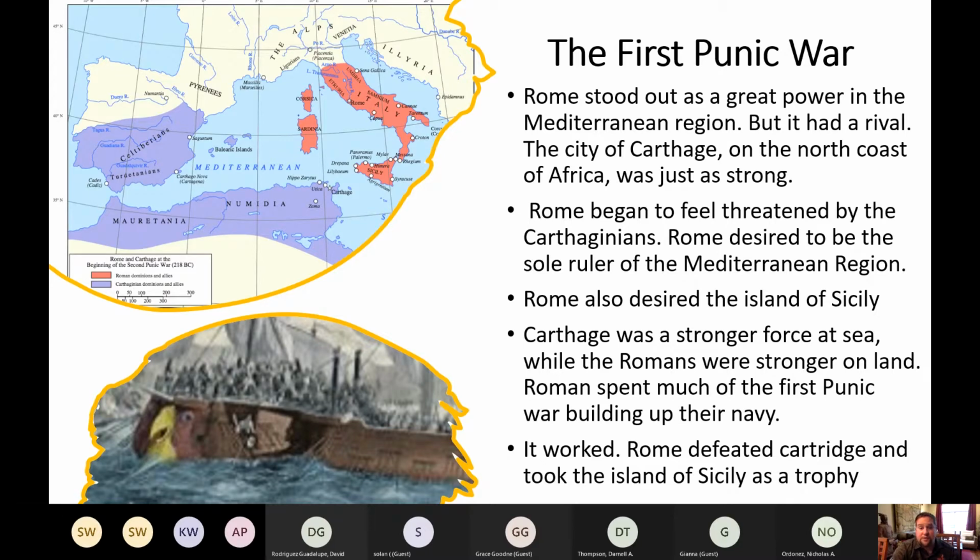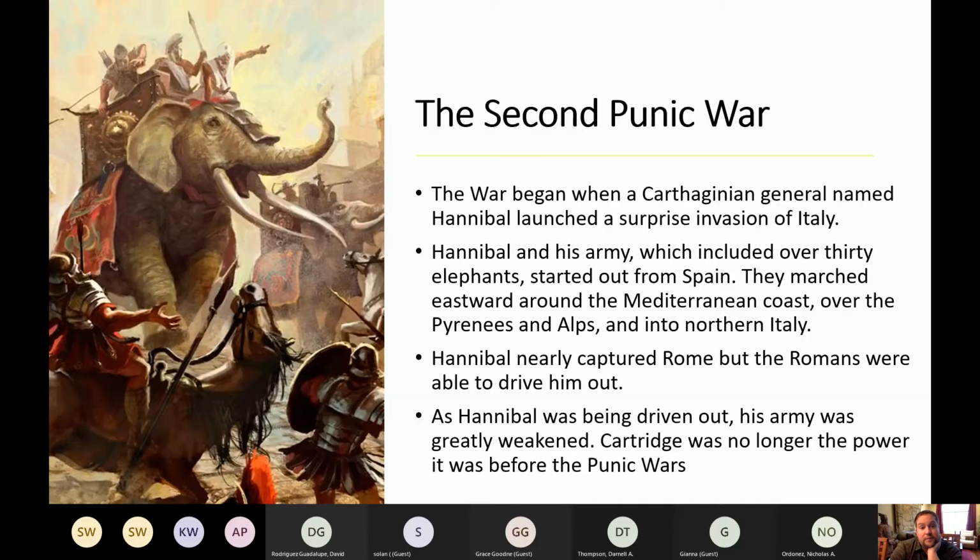Carthage was a little stronger at sea while the Romans were stronger on land. So much of the first Punic War, Rome spends trying to up their navy, get their navy better and stronger. And it worked. Rome actually ends up defeating Carthage and took the island of Sicily as a trophy. So now, not only does Rome control the peninsula of Italy, but they control some of those Mediterranean islands as well. So then the second Punic War happens, which once again is between Carthage and Rome.